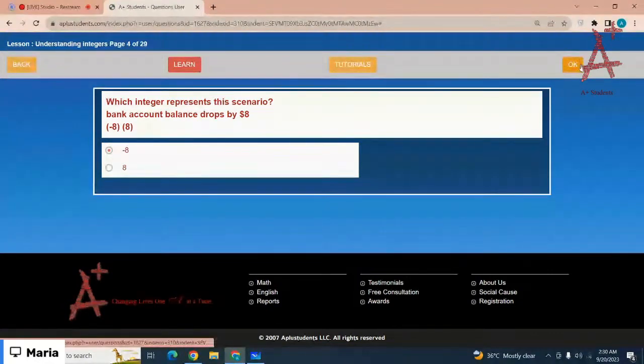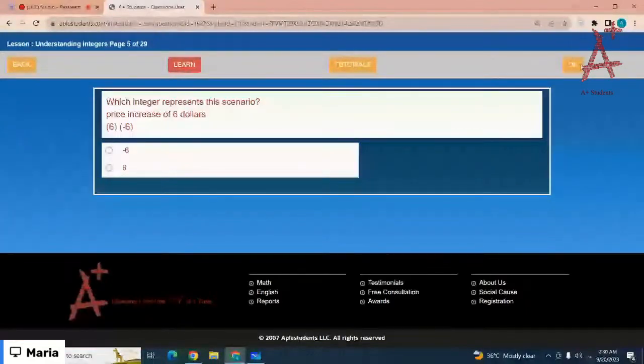Which integer represents this scenario? Price increase of $6. So which is the correct option?